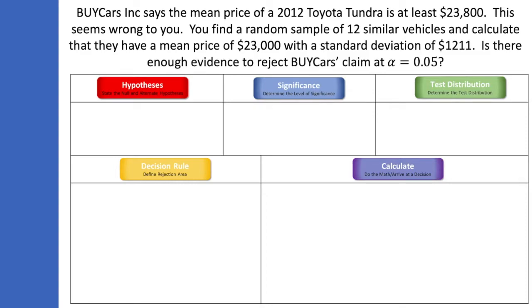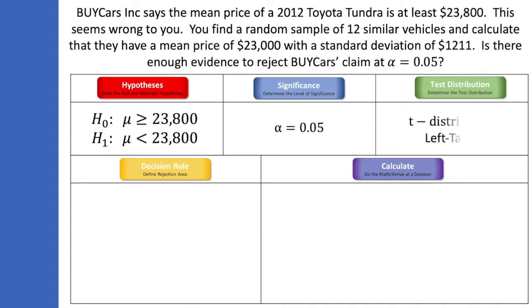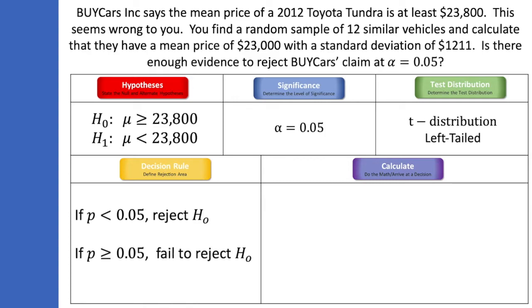So let's pull up our hypotheses. We've got a null hypothesis of mu is greater than or equal to 23,800. And the alternate is that mu is less than 23,800. Our significance level is 0.05, and we're doing a left-tailed test. We're using p-values, so our decision rule is if p is less than 0.05, we'll reject the null. If p is greater than or equal to 0.05, we'll fail to reject the null.